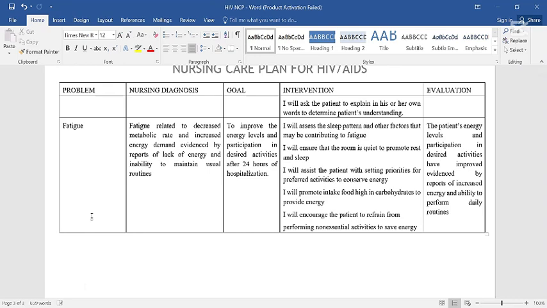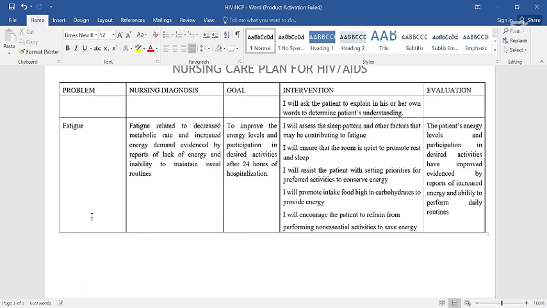So remember, whatever intervention you come up with should have a rationale. Then we go to the evaluation. The evaluation: the patient's energy levels and participation in desired activities have improved, evidenced by reports of increased energy and ability to perform daily routines. Okay, so that is the evaluation, and that is all about our nursing care plan.